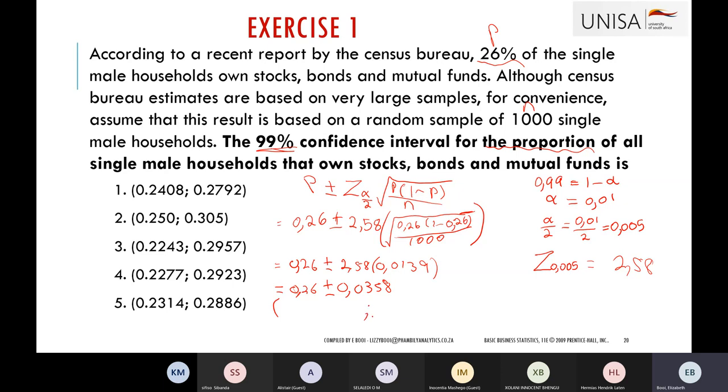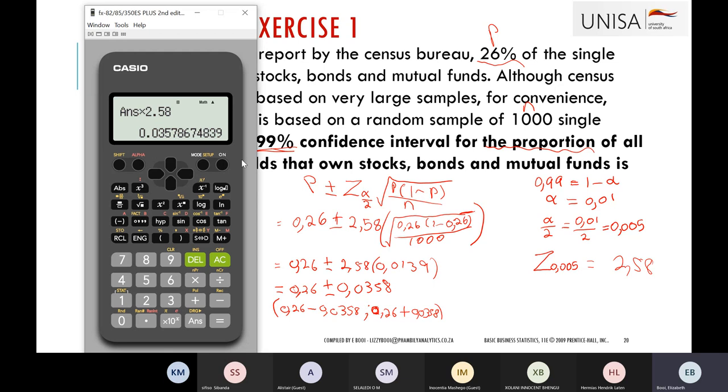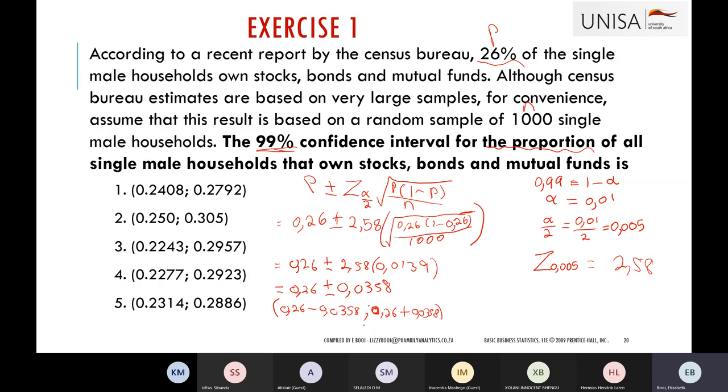Now I can split it into 2, which then will be 0.26 minus 0.0358, and this side will be 0.26 plus 0.0358. Like many of us, we find it easy to do the plus first, and we find 0.26 plus 0.0358 equals 0.2958. So I must remember that this is the size, 0.2958. And I must do the same on the minus side.